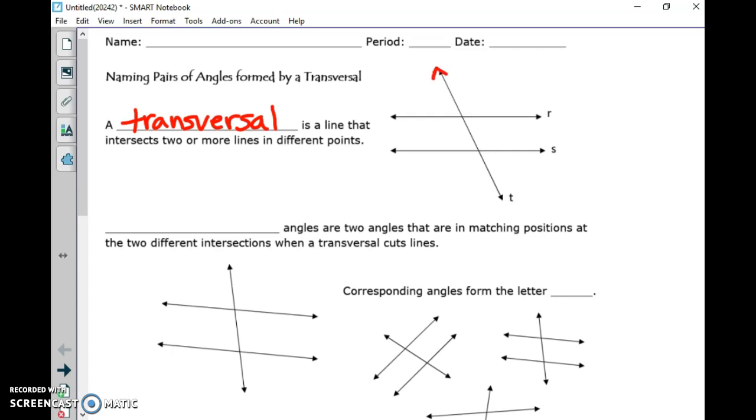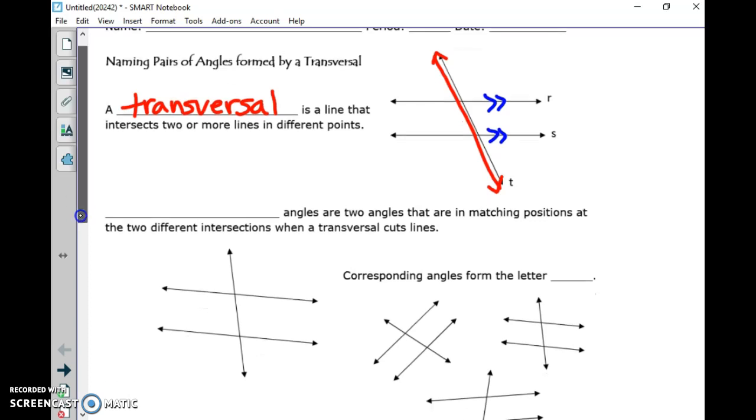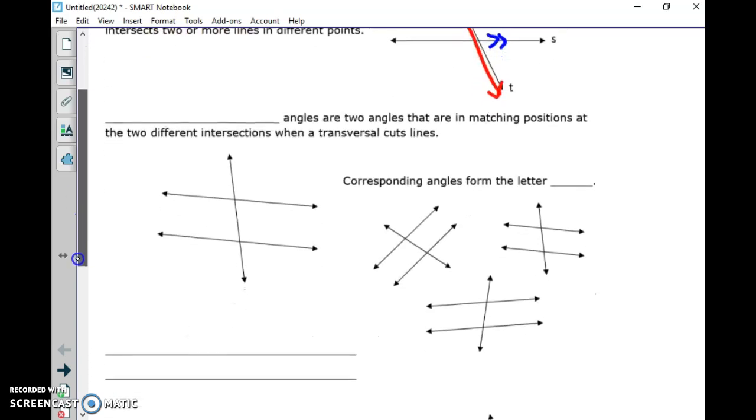If you want to look over here off to the right, this letter T, line T, is a transversal. And as you can see, these lines are parallel. We show that with little arrowheads. Okay, so we're talking about angle relationships today.